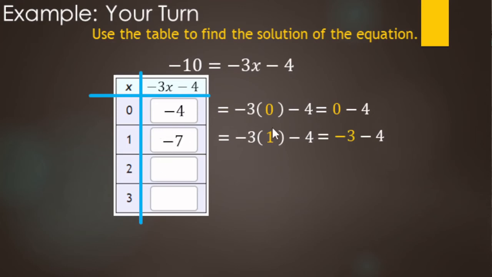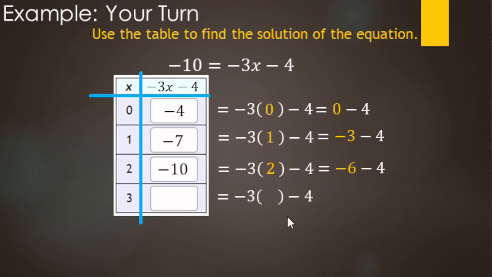Now for the 2, 2 is the x, so it's going to replace the x there. So the 2 goes in there. -3 times 2 is -6, minus 4 makes -10. And for the last one, we're going to put 3 in for x there. When we multiply -3 times +3 makes -9, minus 4 makes -13.